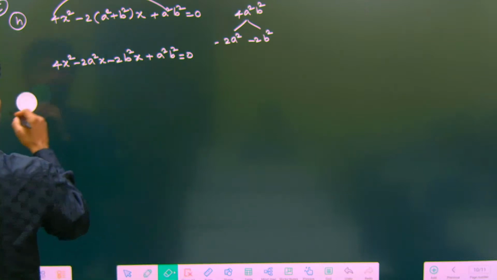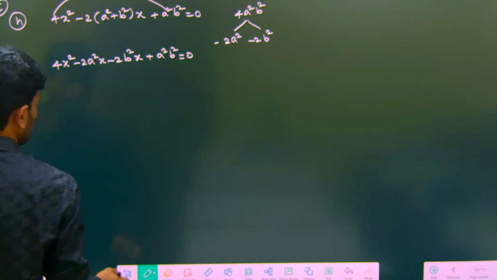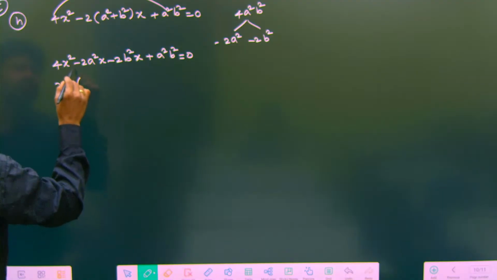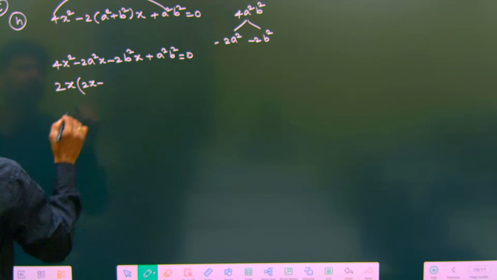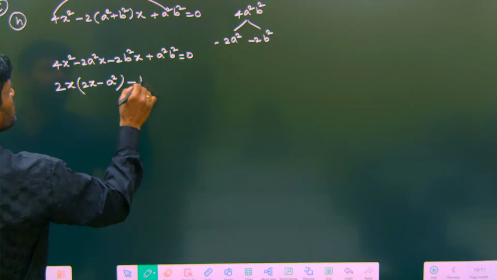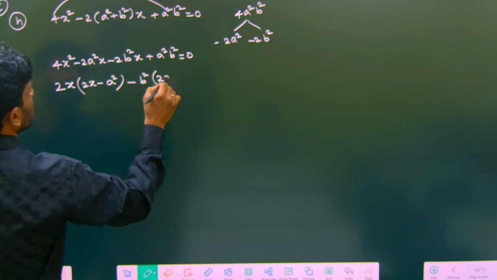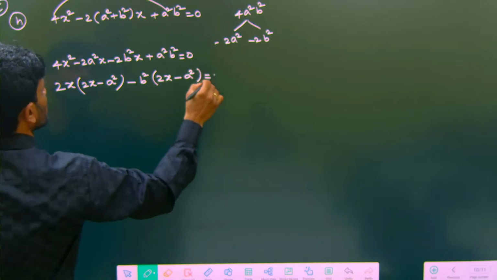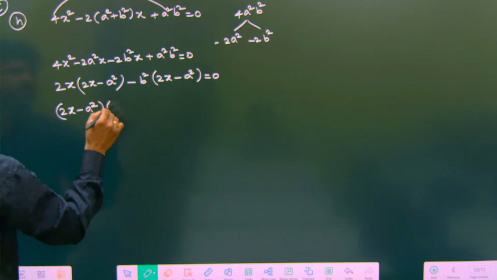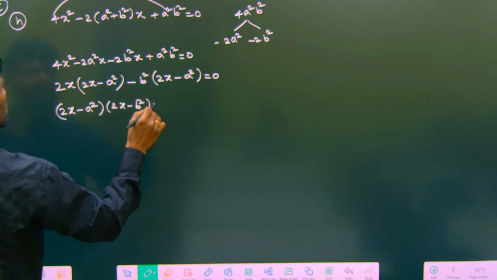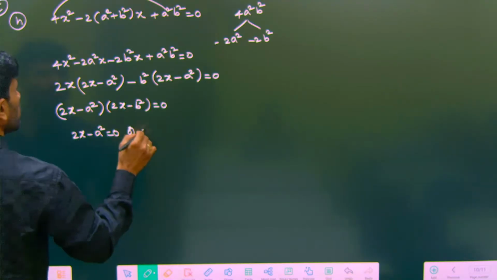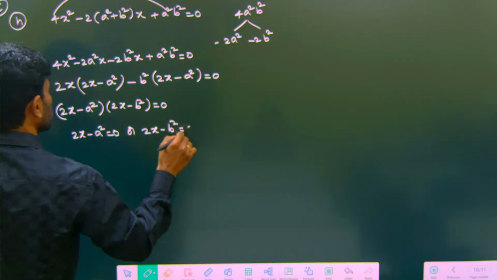Small change. We can't take 2, 4 common here. We can take only 2 and x common. You will have 2x minus a squared. Minus here, b squared common. So we have 2x minus a squared. Now 2x minus a squared is common, then 2x minus b squared will be here. So 2x minus a squared is equal to 0, or 2x minus b squared is equal to 0.